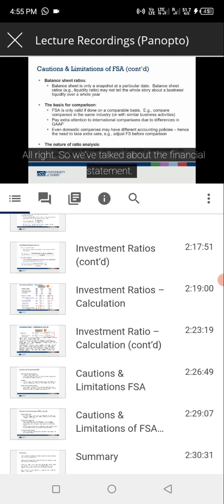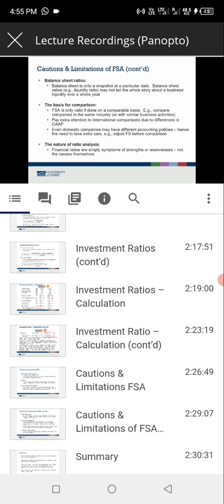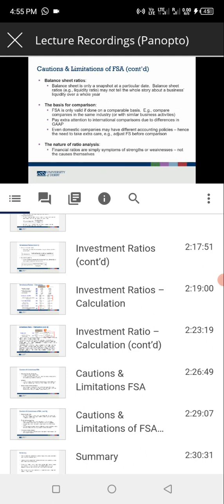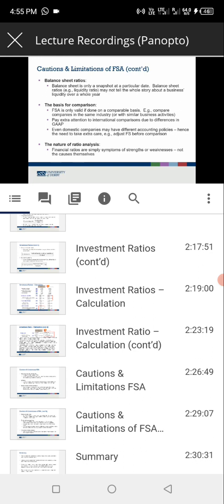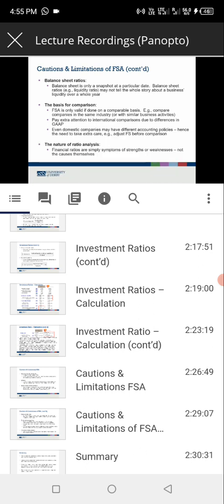All right? So, we've talked about the financial statement. It simply presents a snapshot of the position of the company as at a particular point in time. But remember, we said that position can change at any time. That may not necessarily be a good prediction of the future because the financial position can change at any point. So any ratio based on the financial statement is only temporary, because when there is a change, then the ratio should change. Is that okay?